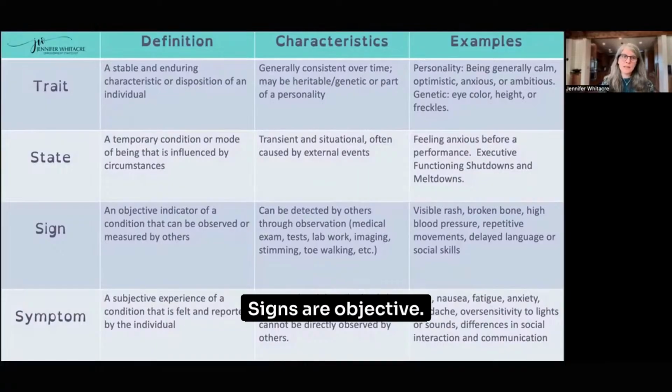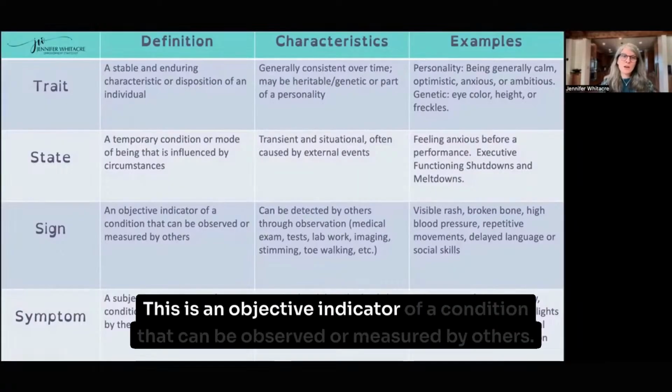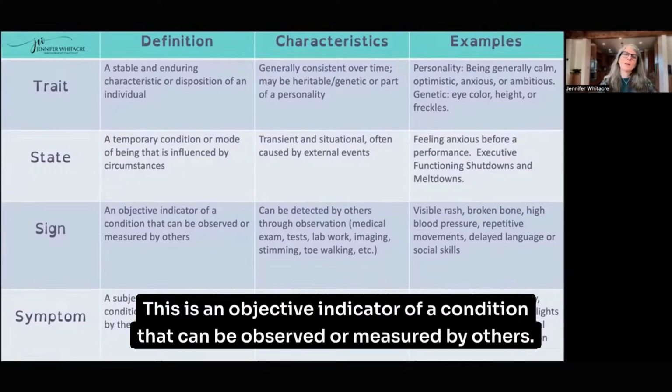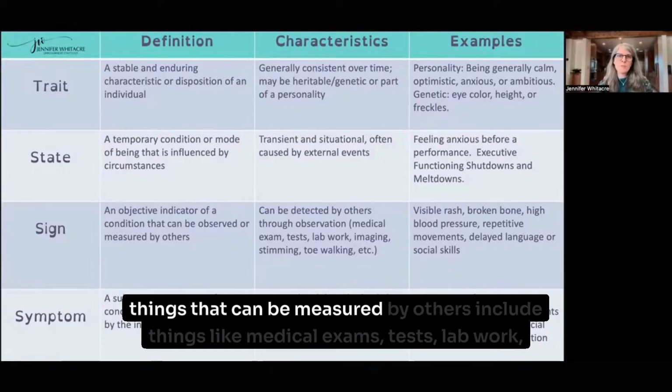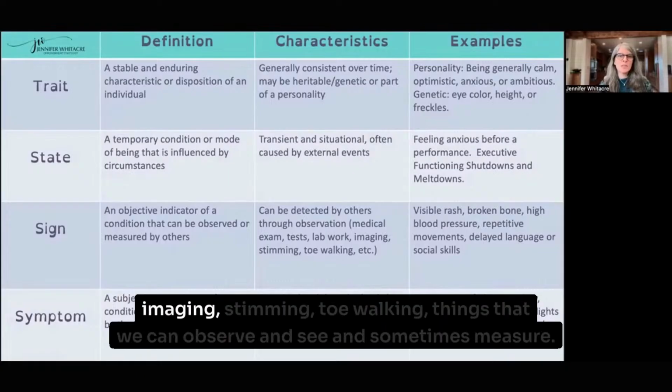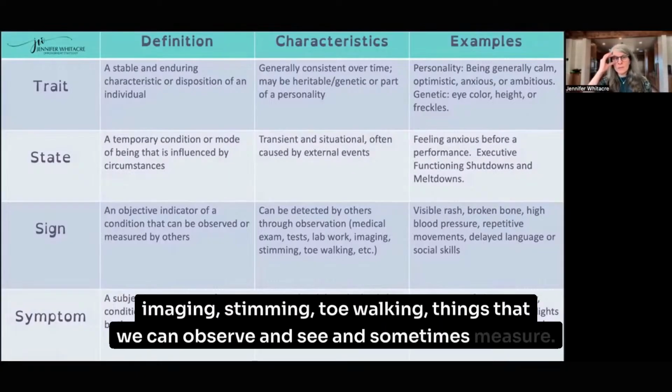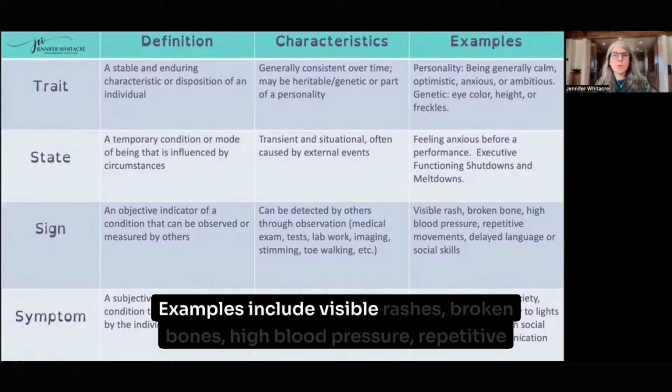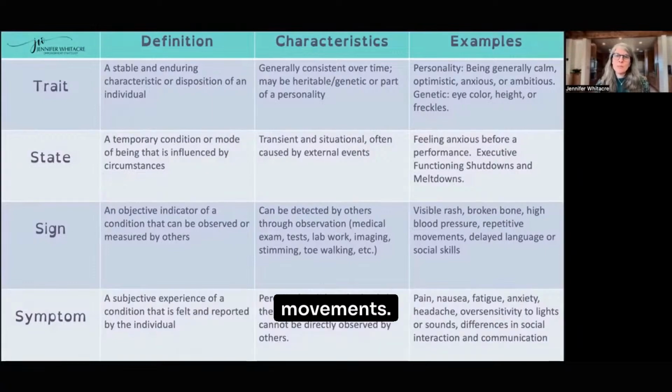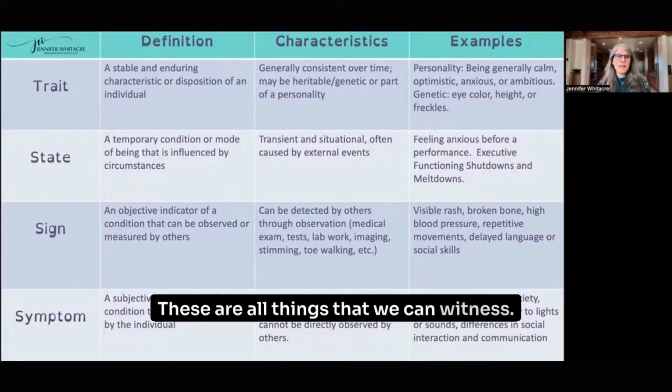Signs are objective. This is an objective indicator of a condition that can be observed or measured by others. So things that can be measured by others include things like medical exams, tests, lab work, imaging, stimming, toe walking, things that we can observe and see and sometimes measure. Examples include visible rashes, broken bones, high blood pressure, repetitive movements. These are all things that we can witness.